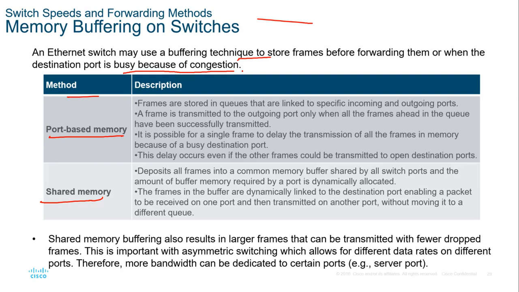So we also have shared memory. It deposits all the frames into a common memory buffer shared by all switch ports. So now the shared memory is the memory for the entire switch. The frames in the buffer are dynamically linked to the destination port, enabling packets to be received on one port and then transmitted on another port without moving them to different queues.